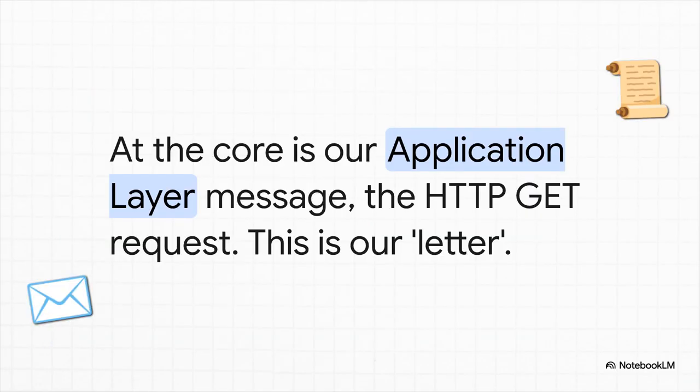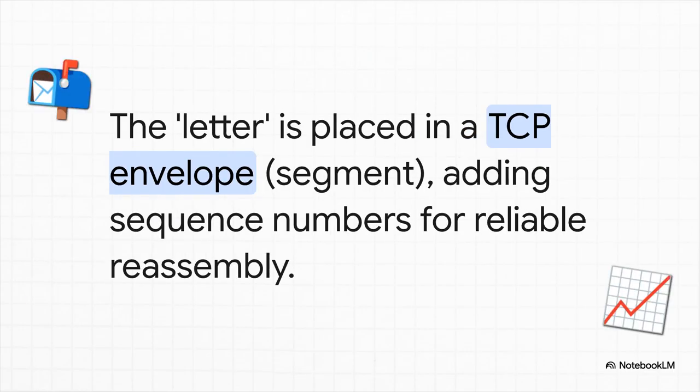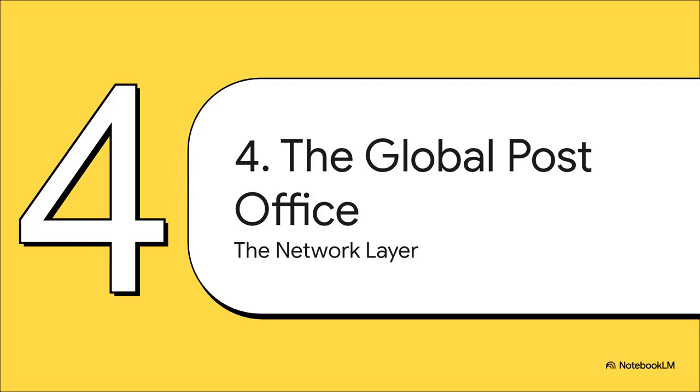So, let's build this package piece by piece. At the very core, the heart of it all, is our letter, that original HTTP GET request. That's the actual information we're trying to send. Next, our TCP postal worker takes that letter and seals it inside a special TCP envelope. This envelope is the key to reliability. It's got crucial info written on it, like sequence numbers, which are basically the instructions for how to piece the message back together perfectly on the other side. So, our message is now packaged up nice and safe for a reliable trip.